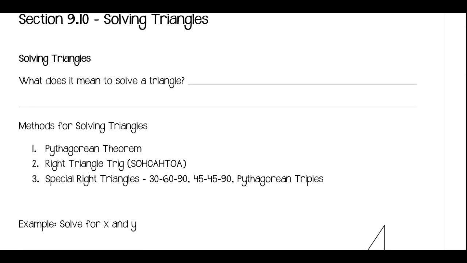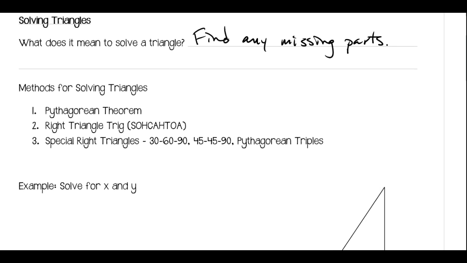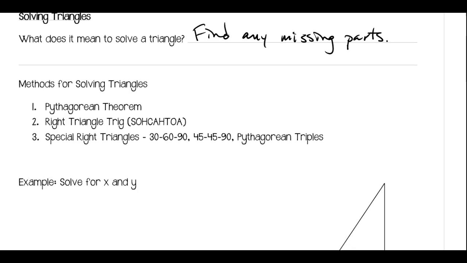So, what does it mean to solve a triangle? Well, we want to find any missing parts. So when you get to trig and you want to solve a triangle, you're going to look for any missing sides and angles. For this class, it'll mostly specify what you want to find. But when you're talking about solving a triangle, that's what you're looking for, any of the missing parts, angles, or sides.